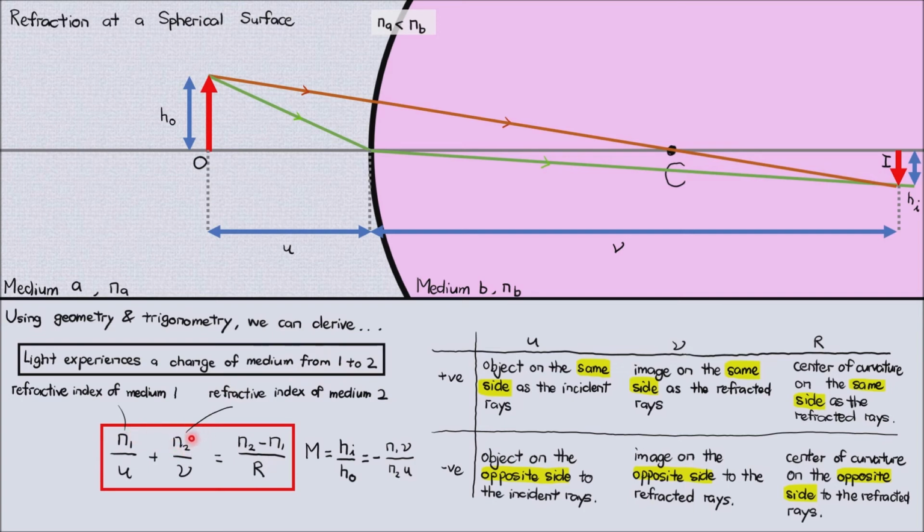The N1 and N2: if our light is experiencing a change of medium from 1 to 2, in that case our light is coming from here, medium 1, then enters medium 2, then we write our equation to be N1 over u plus N2 over v equals N2 minus N1 over R. So in this particular situation, N1 will be N_A, whereas N2 will be N_B, because our light experiences a change from medium A to medium B. This is where we substitute the index of refraction for medium A, and this is where we substitute the index of refraction for medium B.